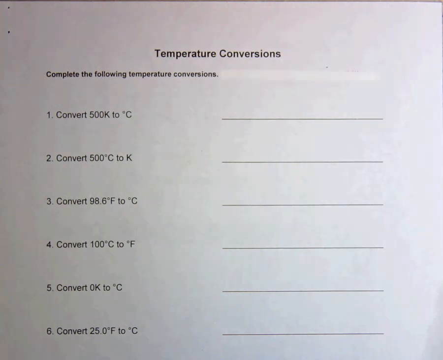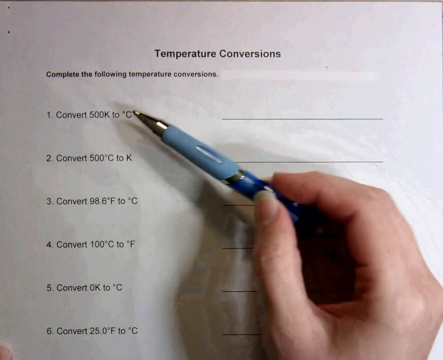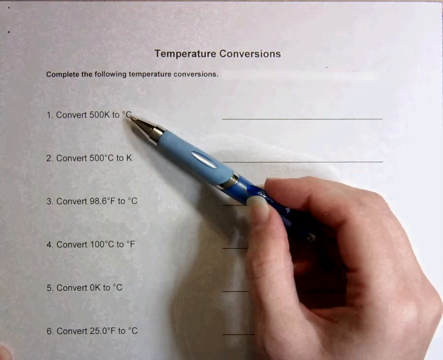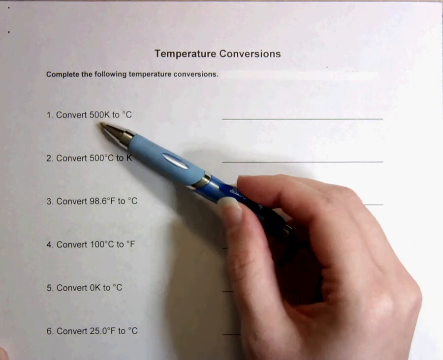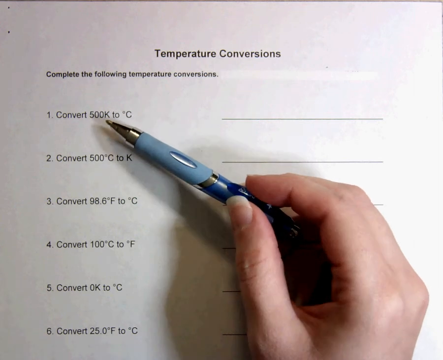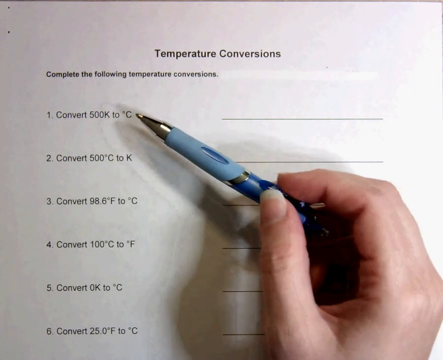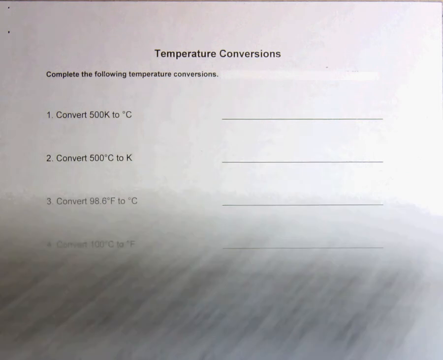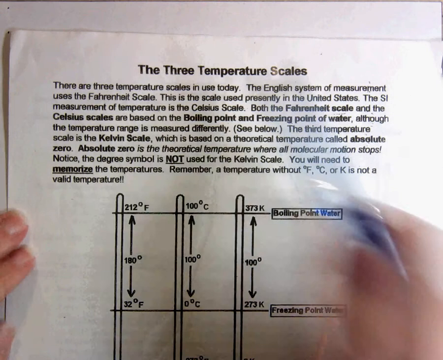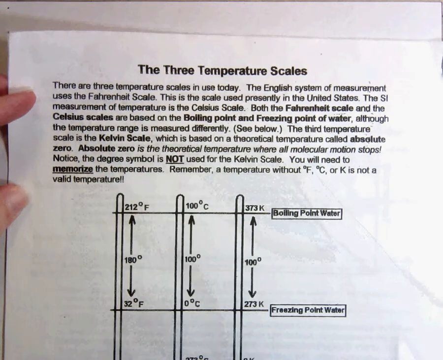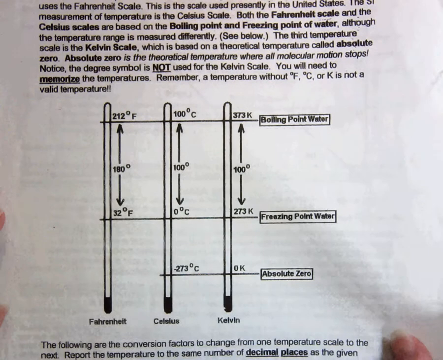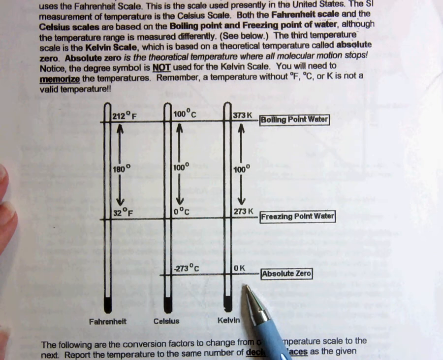Temperature conversions. On this worksheet, what you're going to do is figure out how many degrees of one temperature is equal to a number of degrees in a different temperature scale. So here are our temperature scales in the reading material. The three scales are Fahrenheit, Celsius, and Kelvin. And it shows you a comparison of them here.